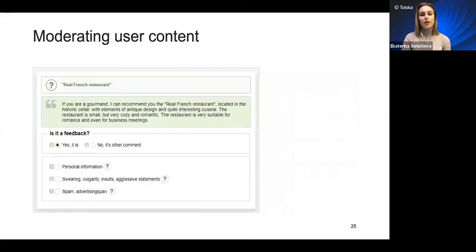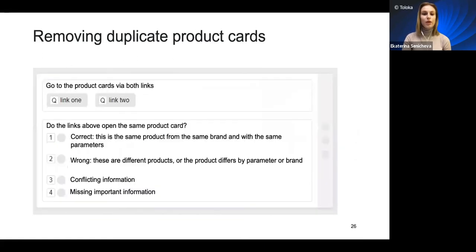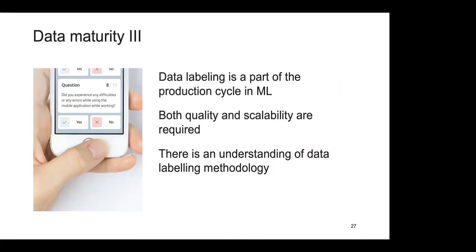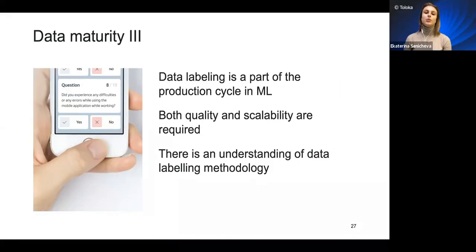Other examples are some simple user content moderation. Also, an example of a data maturity level 2 company is one that just wants to remove some duplicate values from its product cards. So data maturity level 3 is when data labeling becomes a part of the production cycle in machine learning.